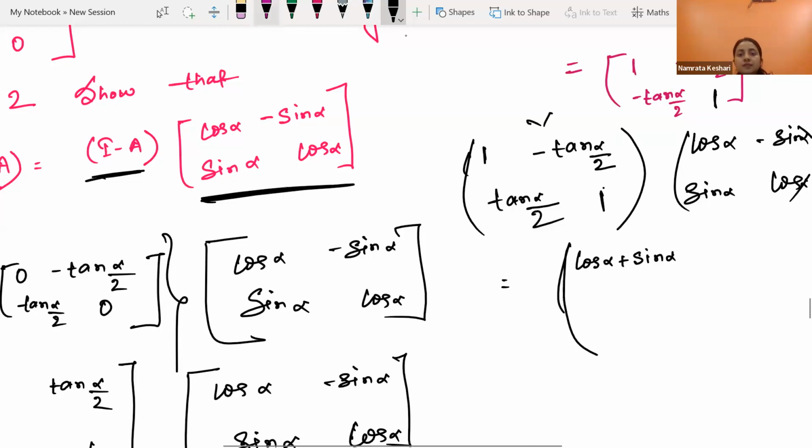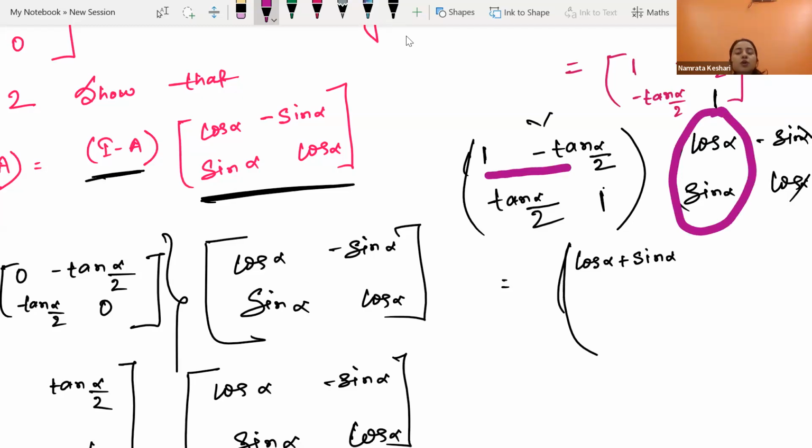Then A12 will be minus sin alpha. So when we do the matrix multiplication, we multiply row to column, right? Yes. Okay. So 1 we are multiplying with cos alpha, that is cos alpha. Then minus tan alpha by 2, we are multiplying with sin alpha, right?